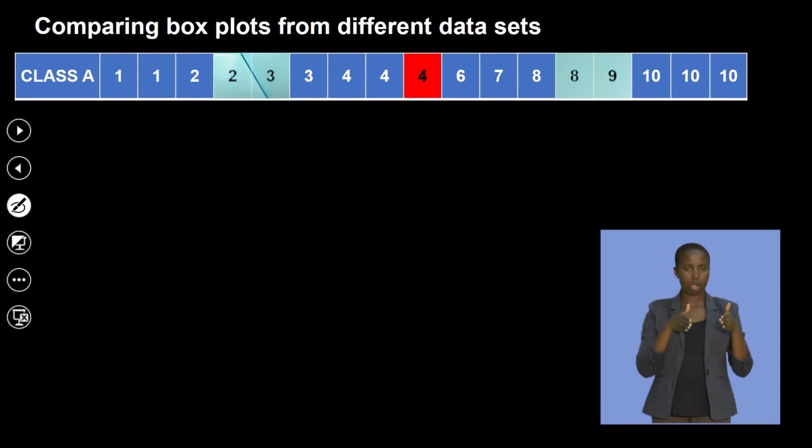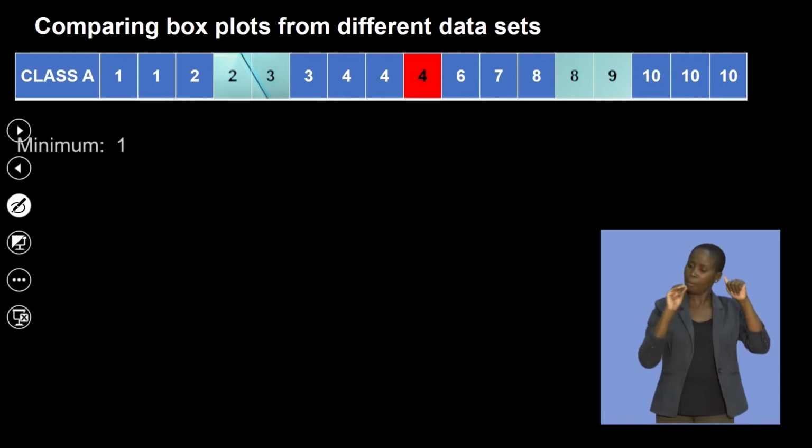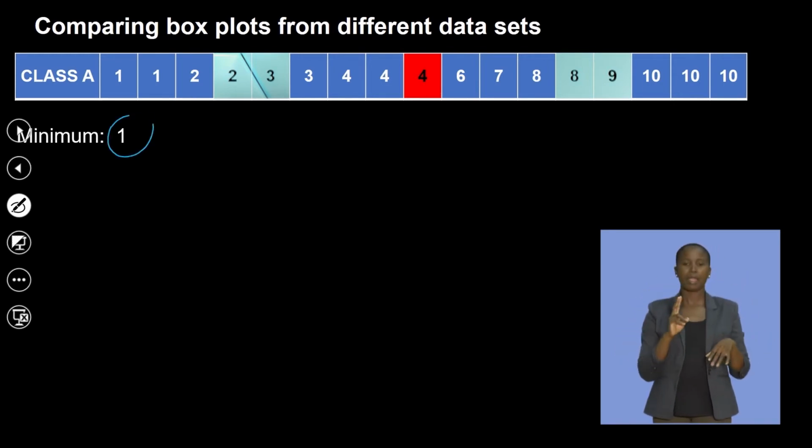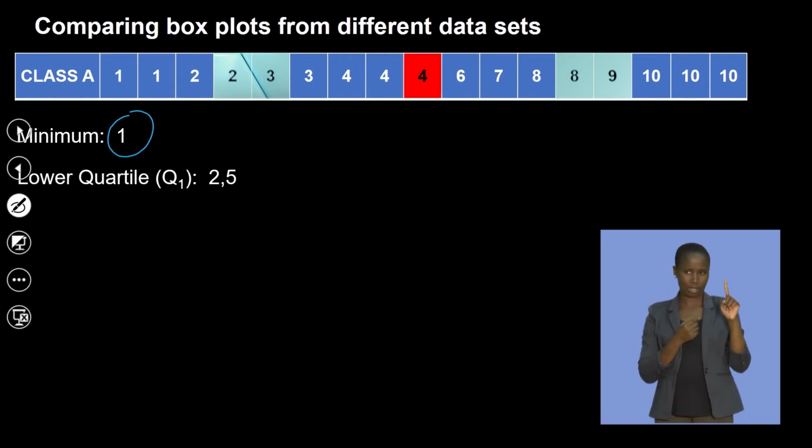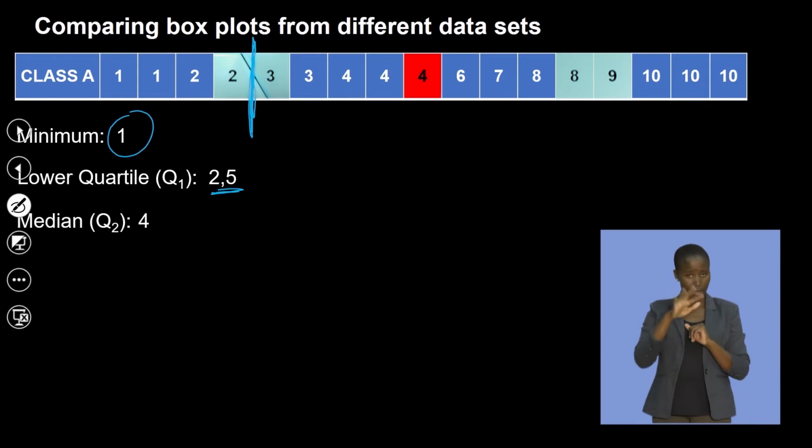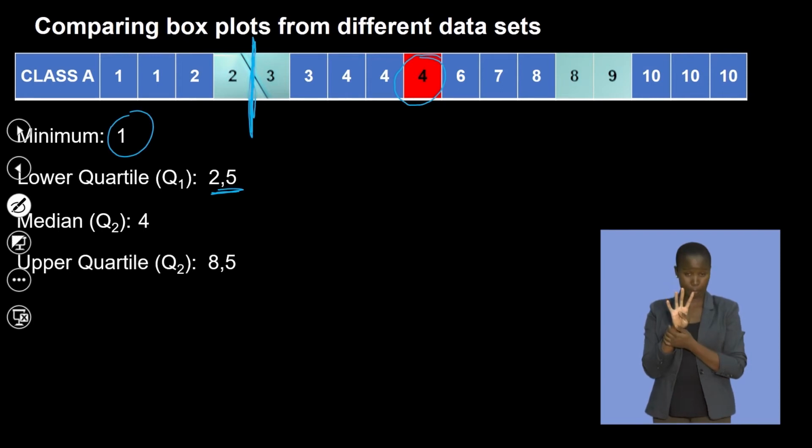Let's look at class A. Looking at class A, rearranged from the smallest to the highest, we can see that the minimum value is 1. For the 5-number summary, the lower quartile is between 2 and 3, because the lower quartile is the quarter of the data. So it's 2 plus 3 divided by 2, we get 2.5. The median, which is the middle one, is 4. And the upper quartile is between 8 and 9. 8 plus 9 divided by 2, you get 8.5. Then the maximum value is 10.